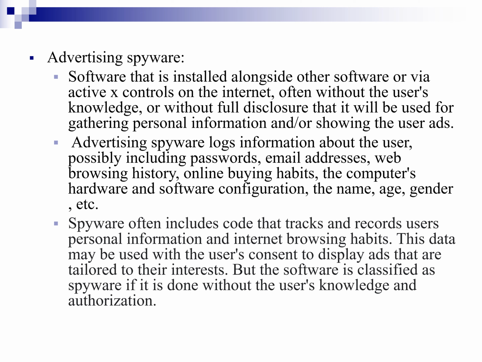The spyware often includes code that tracks and records users' personal information and internet browsing habits. This data may be used with the user's consent to display ads that are tailored to their interests, but the software is classified as spyware if it is done without the user's knowledge and authorization.